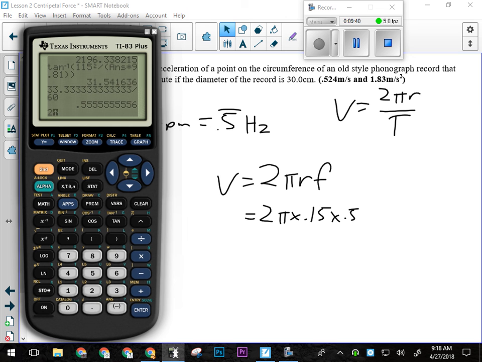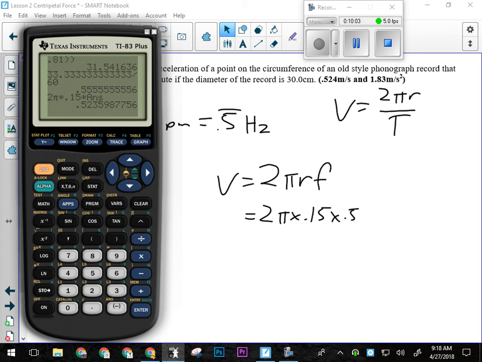So 2 times pi times 0.15 times our answer times 0.5. Sorry, I already got that. Times our answer. Okay, so we're moving at 0.524 meters per second at that point on the record.